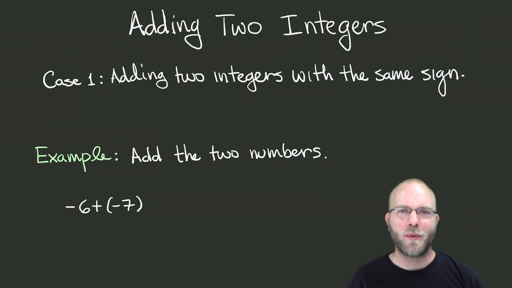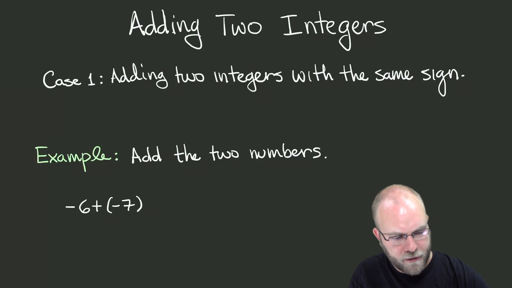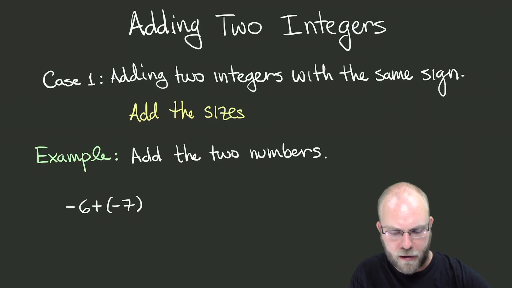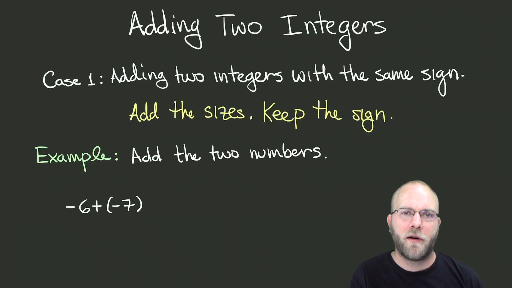When adding integers, we're going to have two separate cases. The first case is when both of the two integers have the same sign. In this case, we're going to add the sizes of the two numbers, and then we're going to keep the sign. Just as a quick reminder, the size of a number is the absolute value of that number.